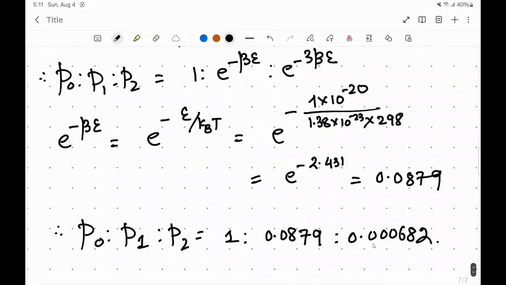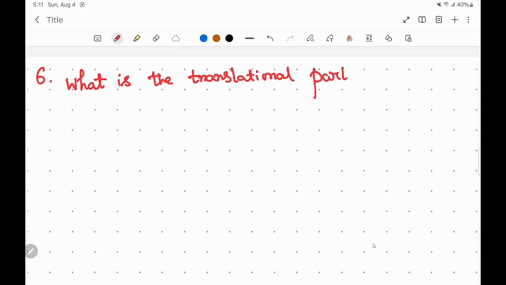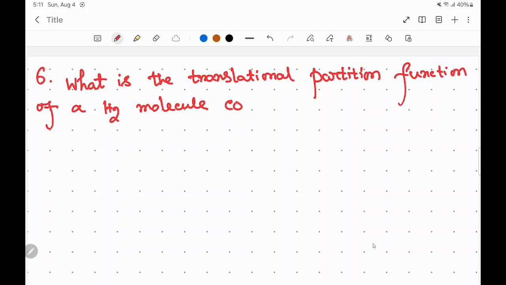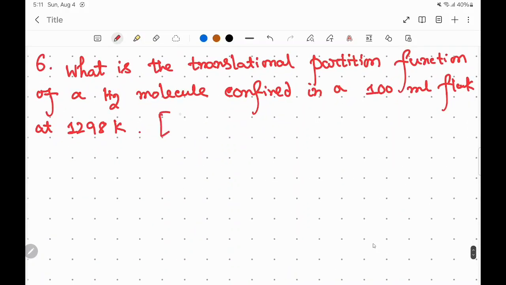Okay, so this was question number 5. Okay, what is the translational partition function of a H2 molecule confined in a 100 ml flask at 298 Kelvin? That is given.